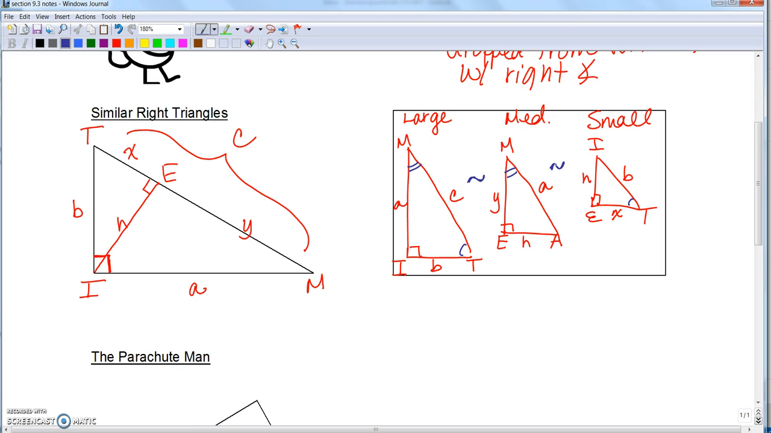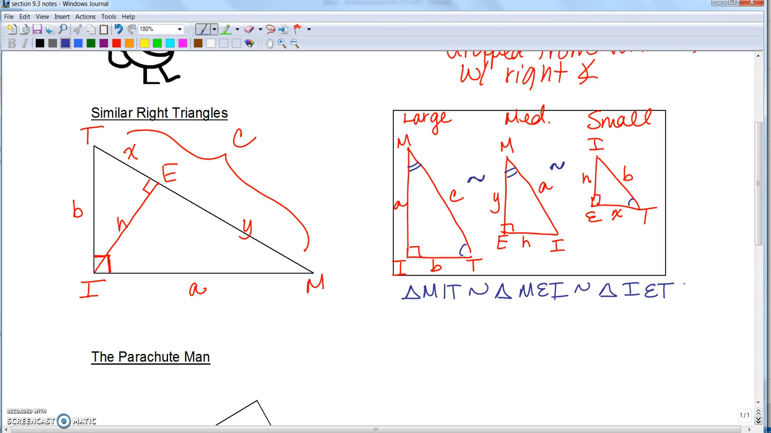But the point here is that I know that triangle MIT is similar to triangle MEI. Oh man, guys, this should be an I here, not an A. I'm so sorry. I'm sure you already picked up on that, but if not, please fix it. Triangle MEI is similar to triangle IET.